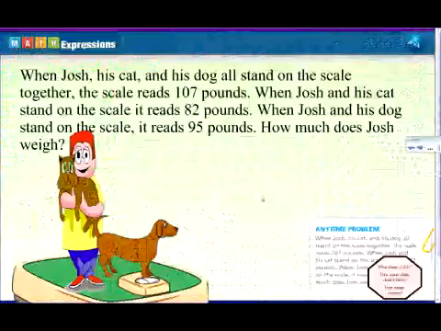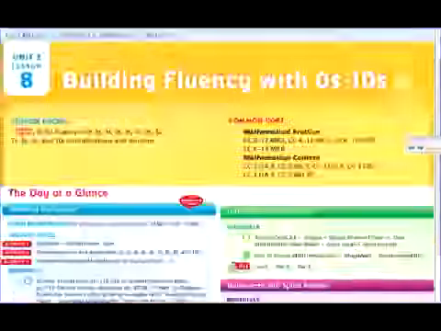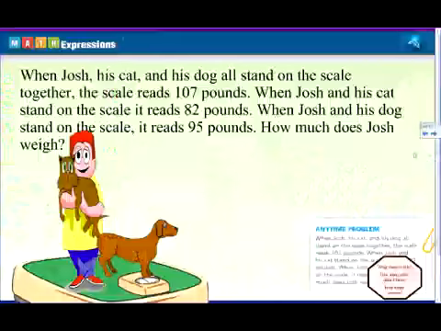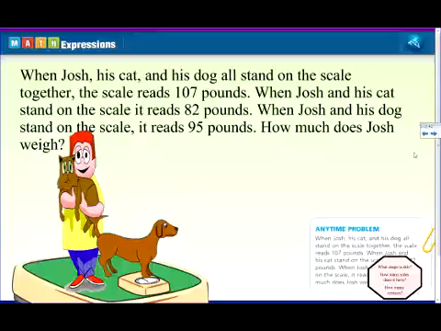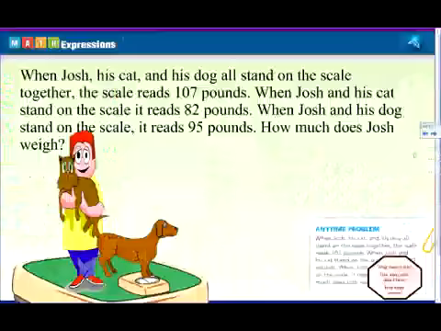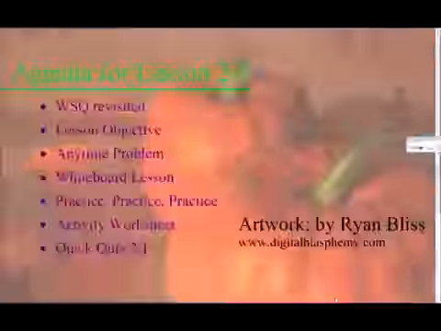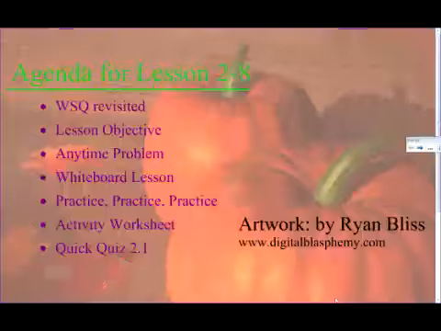Well, start out with this story problem. When Josh, his cat, and his dog all stand on the scale together, the scale reads 107 pounds. When Josh and his cat stand on the scale, it reads 82 pounds. When Josh and his dog stand on the scale, it reads 95 pounds. How much does Josh weigh?